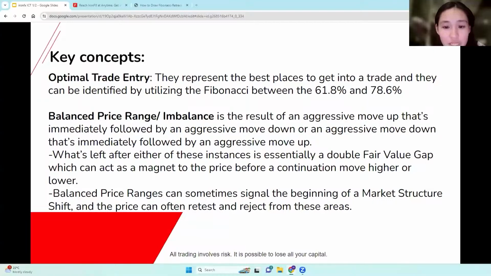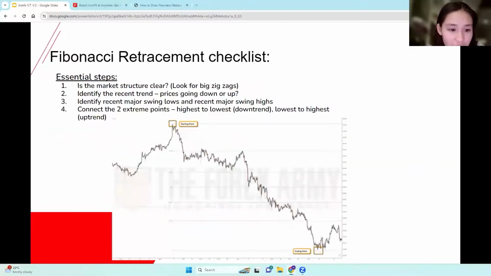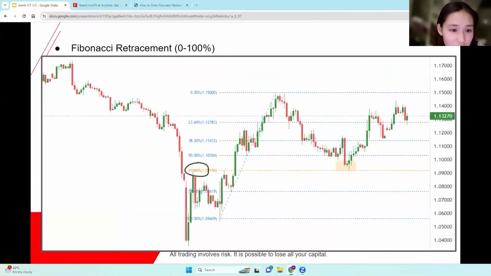For an uptrend, do we start the Fib 0 at the bottom or the top? I'll show you in a bit. Something like over here, we would draw it with your starting point here and your ending point here. So your 0% would be at the top.